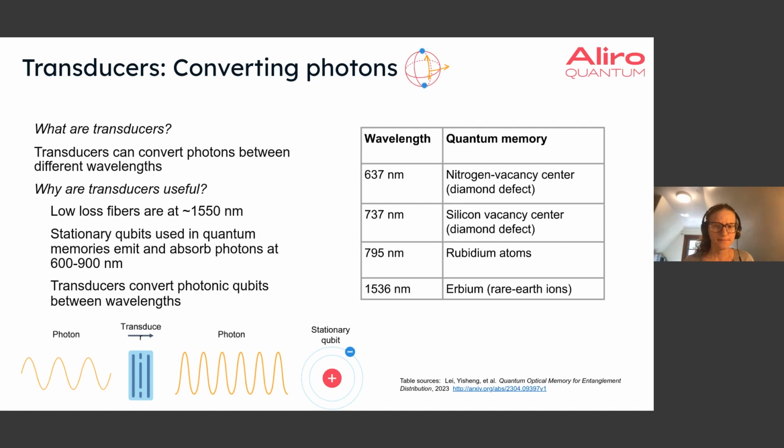But because of this, it is useful to be able to have transducers which can do this conversion and allow you to have stationary qubits that have one energy difference or one wavelength, and photonic qubits that will be at a different wavelength.